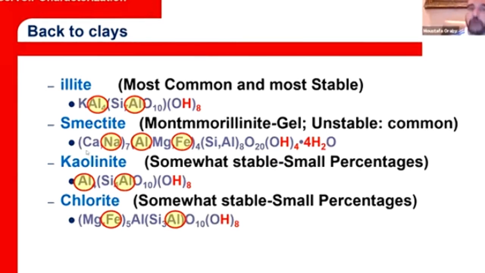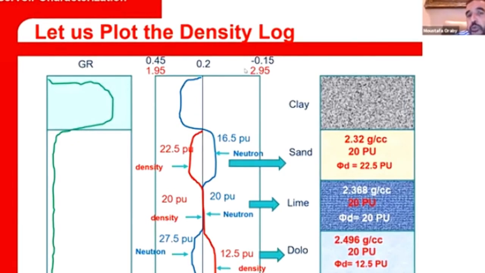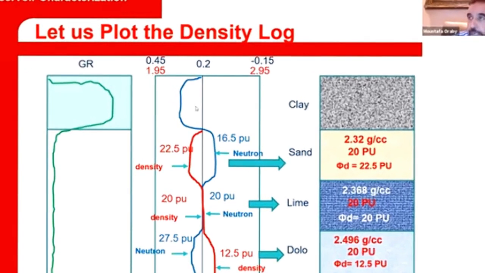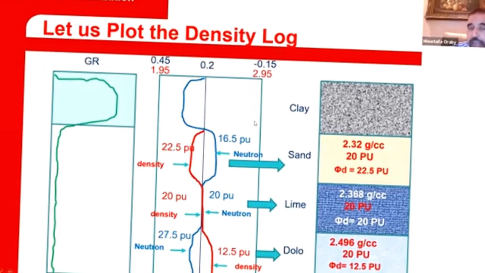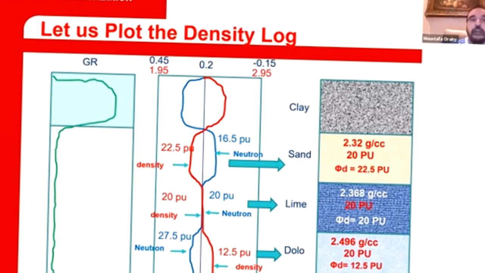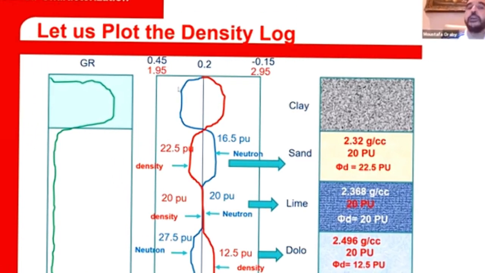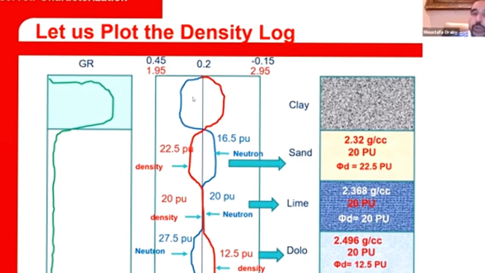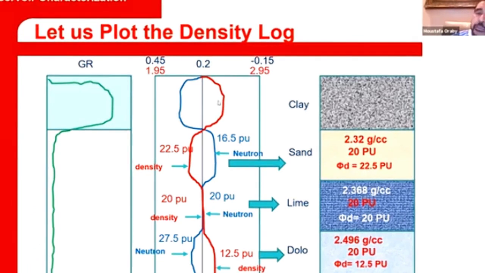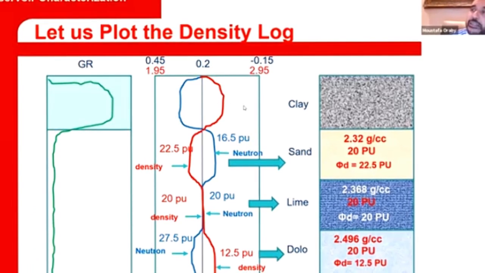Let's just go back now. If the clays are heavy, where is the heavy part? This is the 2.95, so this is the heavy area. My density will be in this heavy area. So now I understand how the neutron and density will react in front of my gamma ray. They will be separated, where my neutron is reading very high and my density is reading high density.